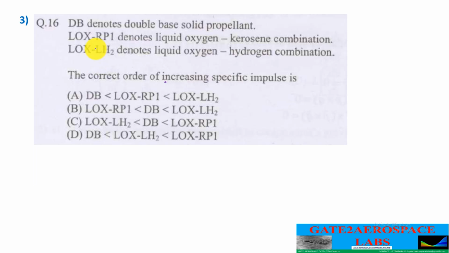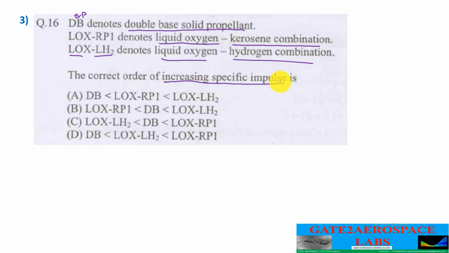Third question: DB denotes the double base solid propellant. So DB is basically a solid propellant. LOX RP1 denotes the liquid oxygen and kerosene combination. LOX and LH2 denotes the liquid oxygen and liquid hydrogen combination. Then what we have to do? We have to arrange these in increasing specific impulse.